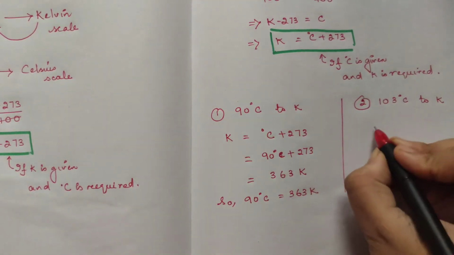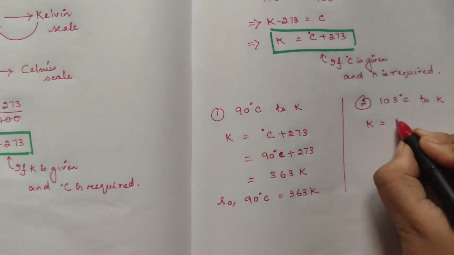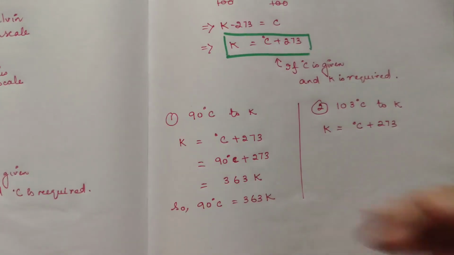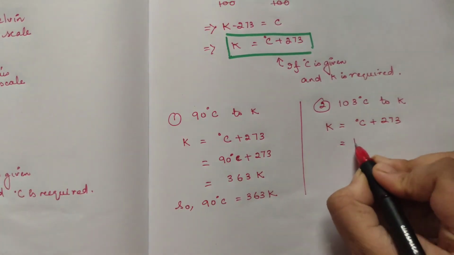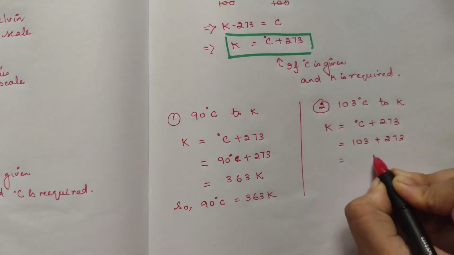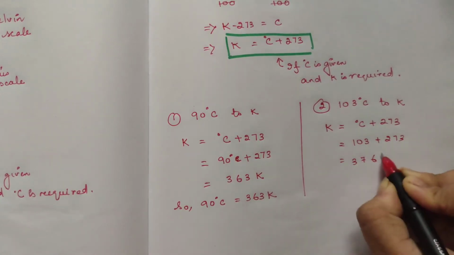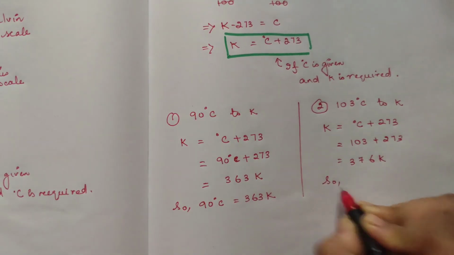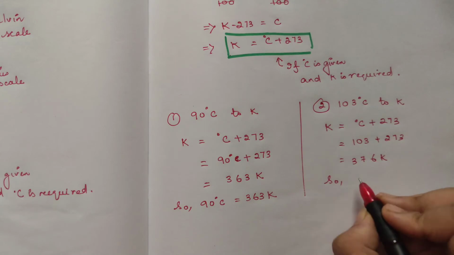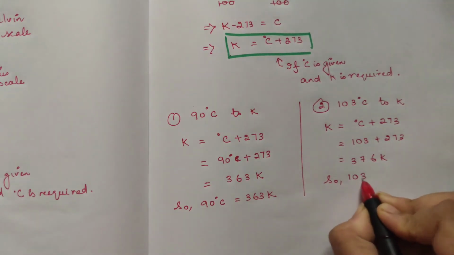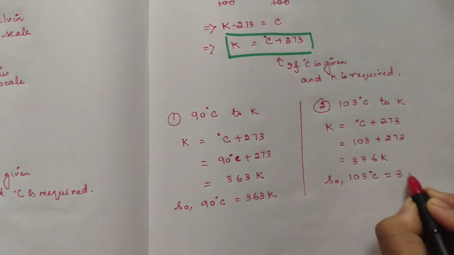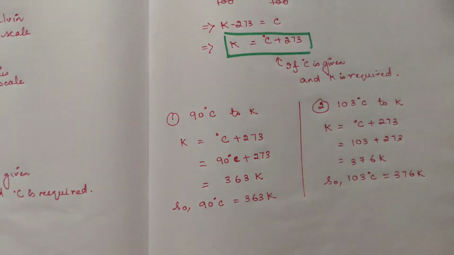Okay. So now over here again we'll start doing K equals degree centigrade plus 273 equals 103 plus 273. 376 K. So 103 degrees centigrade is equal to 376 K.